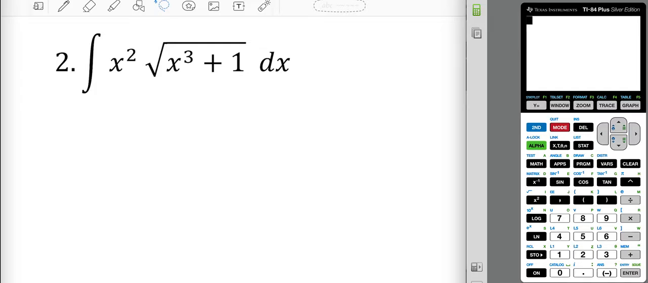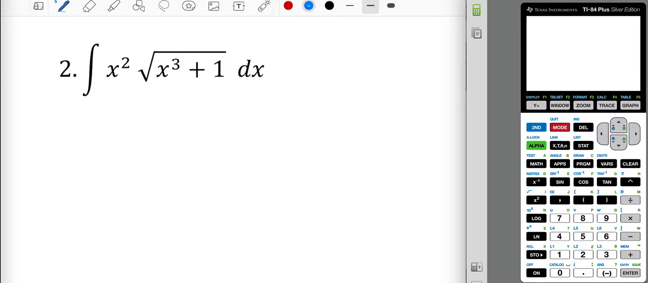What a lot of people will do, at least in the early going, is they'll say, well, I've got a bunch of different possibilities that I can allow to be my u. I'll just try one, and if it doesn't work, I'll try something else. You do want to be strategic about it because you don't have all the time in the world. So you probably don't want to select u equals x squared because the main criteria here is whatever you select as u has to differentiate in such a way that it'll be a constant multiple of whatever you didn't select as u.